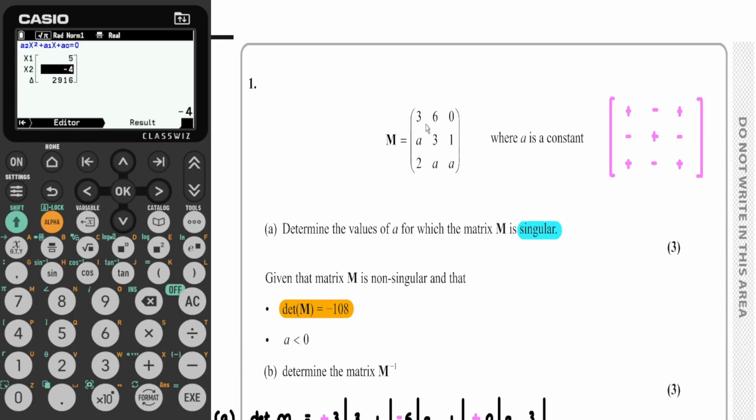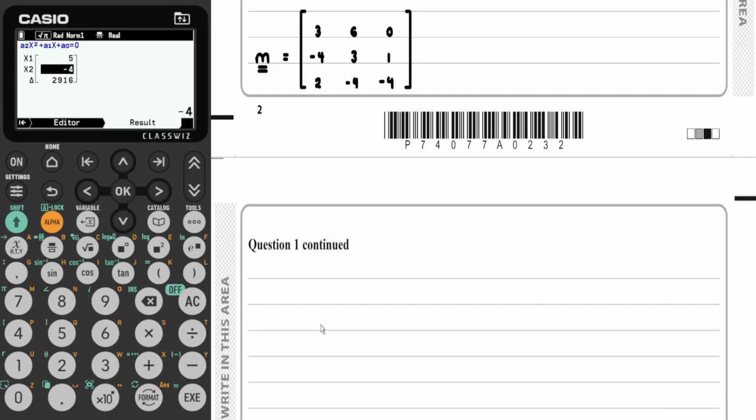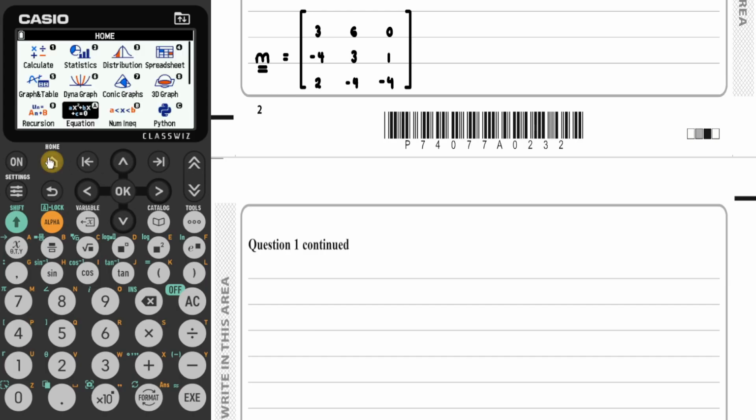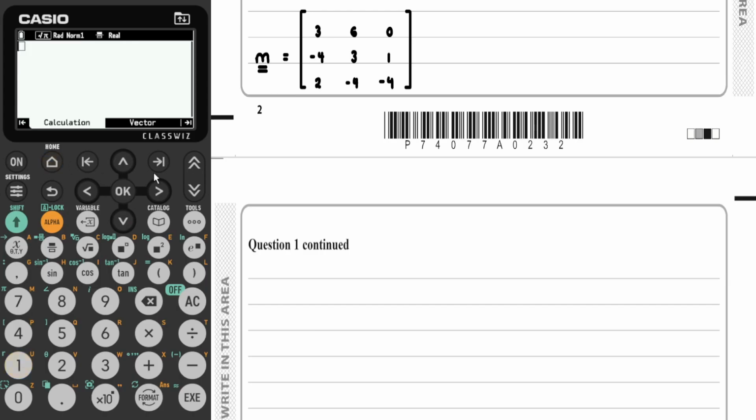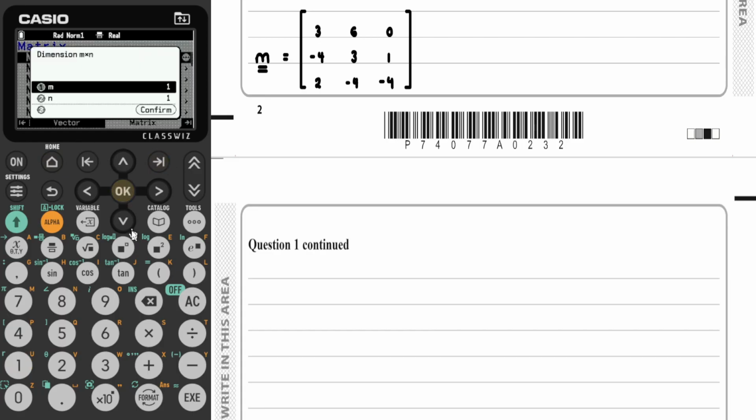Knowing that a is equal to negative 4, we replace the a with negative 4, meaning the matrix M will be given by 3, 6, 0; negative 4, 3, 1; 2, negative 4, negative 4. Let us now input this matrix M into our calculator to find its inverse. If we go to the Calculate sub-menu, then press the Tab key to go to Matrix. For our matrix we have a 3 by 3 matrix.